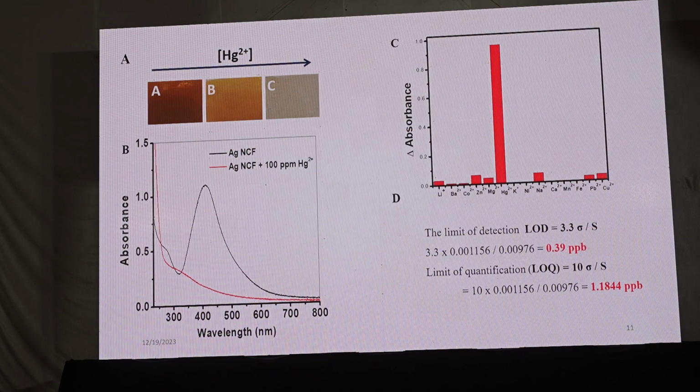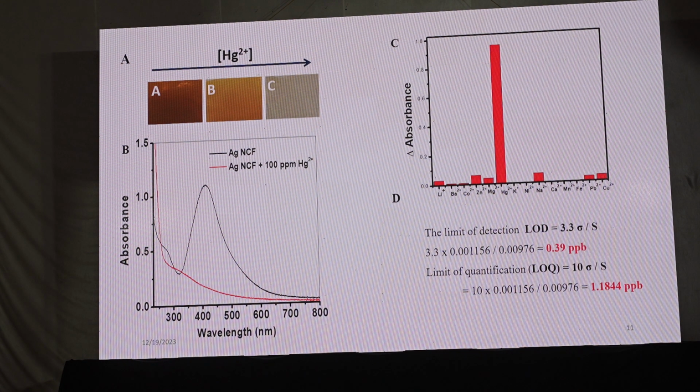And this is the colorimetric photograph of the composite film. After it is dipped into the 100 ppb solution, there is a color change to pale yellow. And after it is dipped into the 100 ppm solution, it becomes decolorized. And this UV absorption spectra shows there is a disappearance of the absorption peak after it is dipped into the 100 ppm solution of Hg2+.